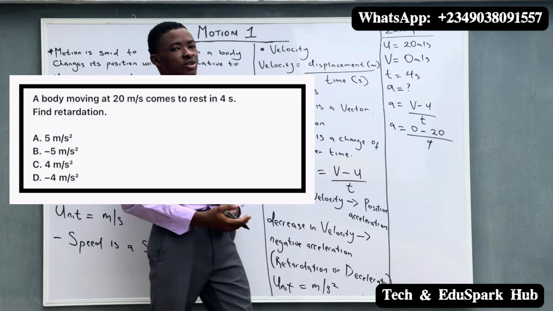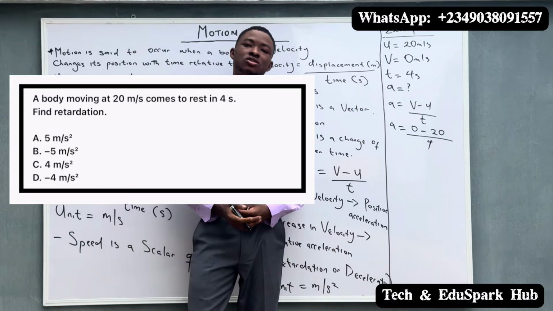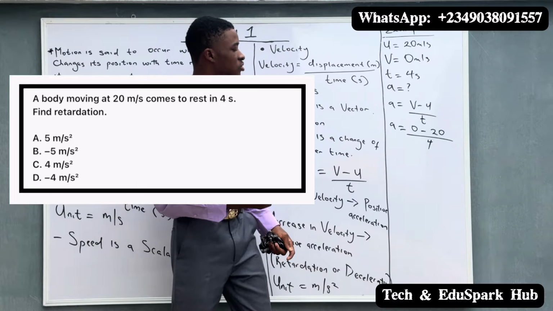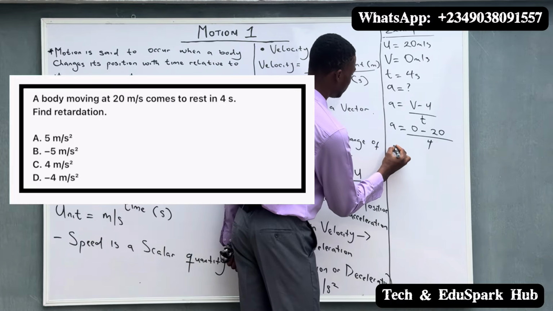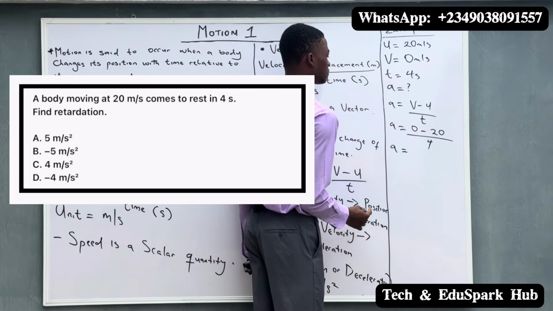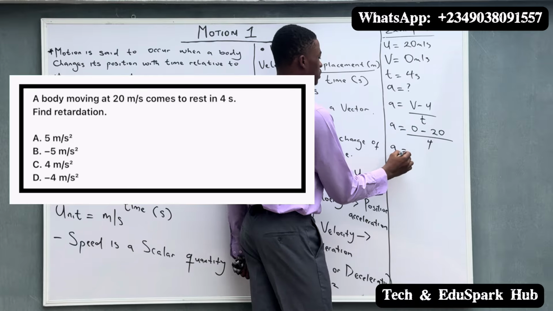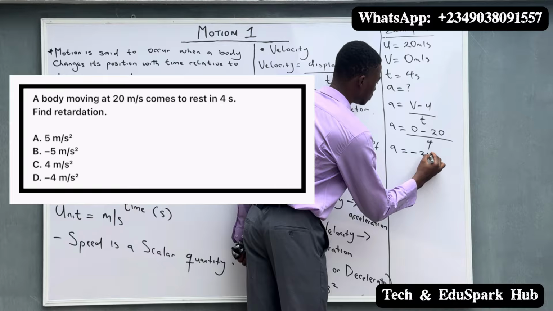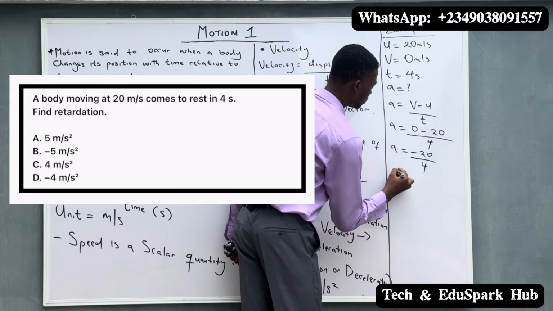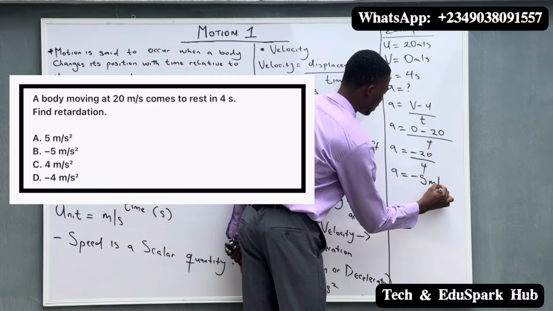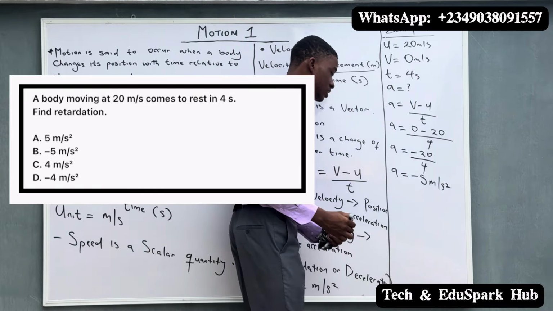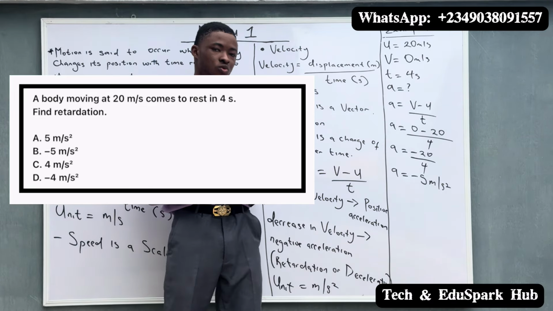So retardation is just a negative acceleration or deceleration. Our negative acceleration, which is the deceleration or retardation, will be given as a equals 0 minus 20, which gives us minus 20 divided by 4. So in this case, our a will be minus 5 meter per second square. This is our final answer to a question of this type.